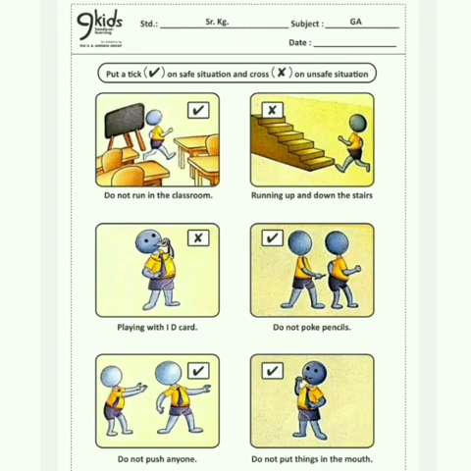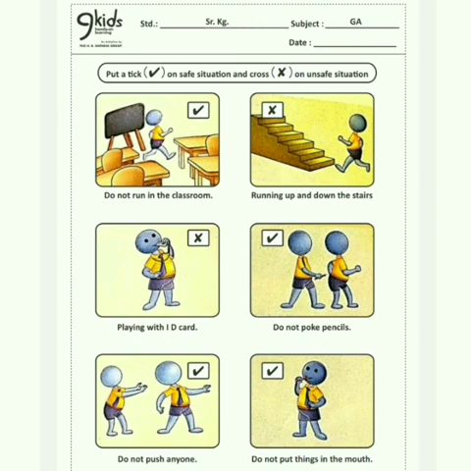I hope you all must have done the worksheet which I gave you yesterday, right? As I told you, we have to put tick mark on safe situation and cross mark on unsafe situation, right? So let's see the solution. The first picture is of do not run in the classroom. Is it safe or unsafe? Yes, it is safe. So we have to put tick mark in a box.